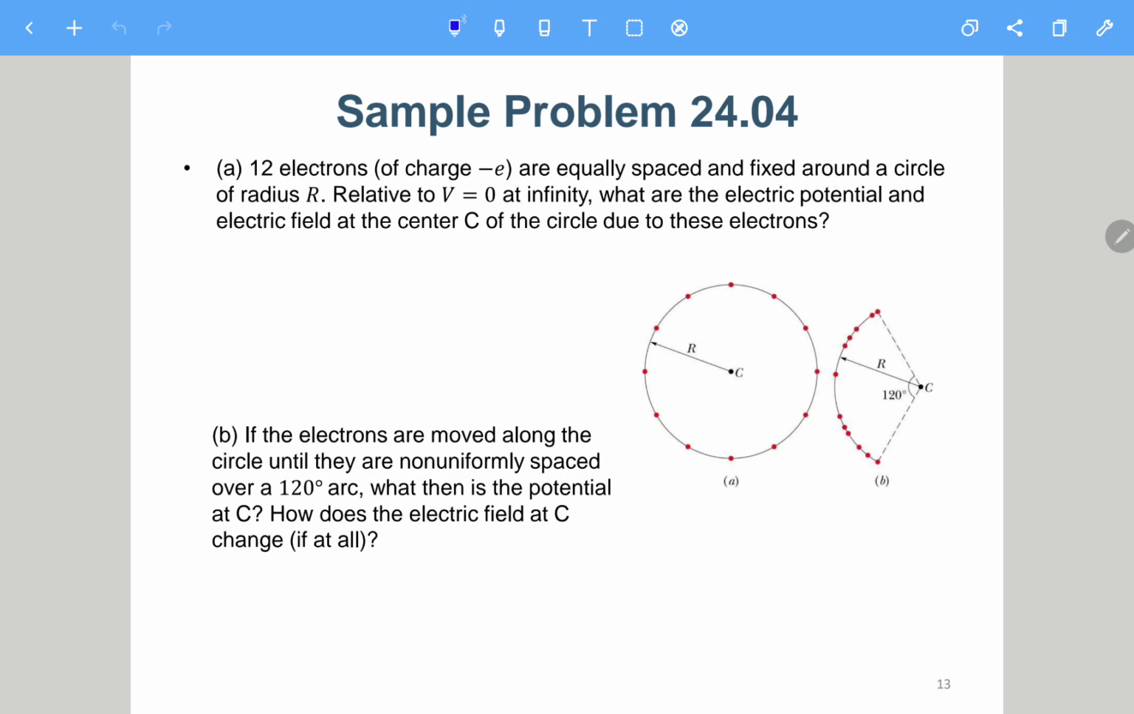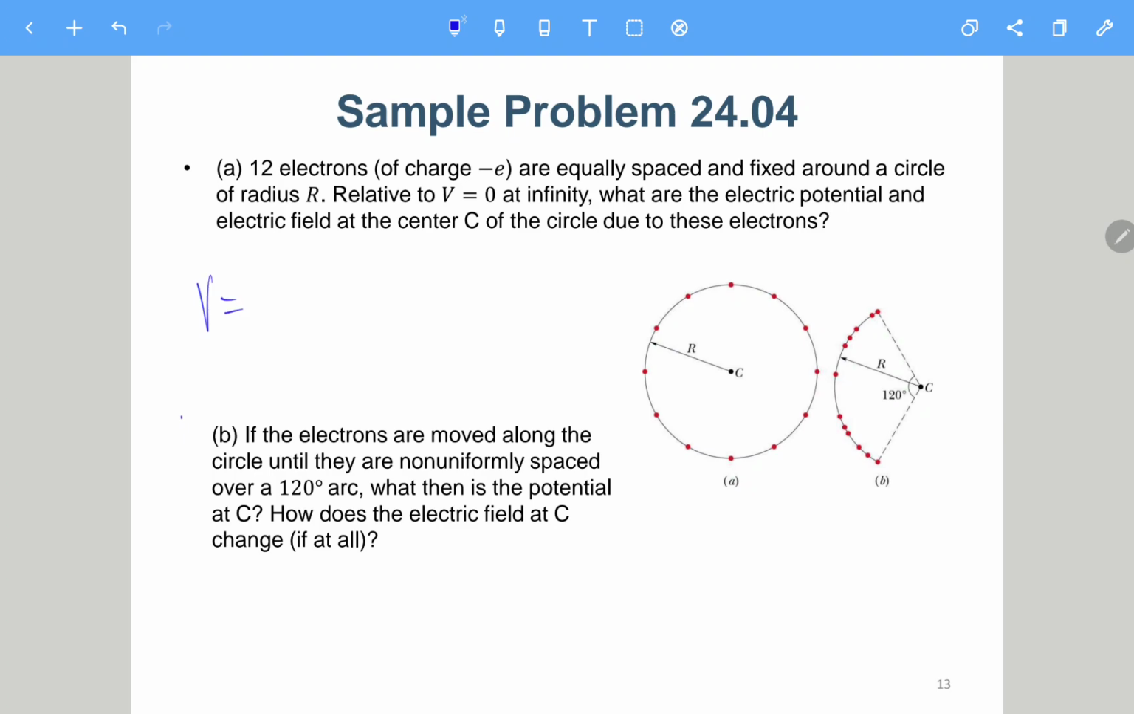Okay, so next we have another sample problem. It says 12 electrons of charge negative e are equally spaced and fixed around a circle of radius R, relative to V equals 0 at infinity. What are the electric potential and electric field at the center C of the circle due to these electrons? Okay, so this is really easy. I just left so little space.